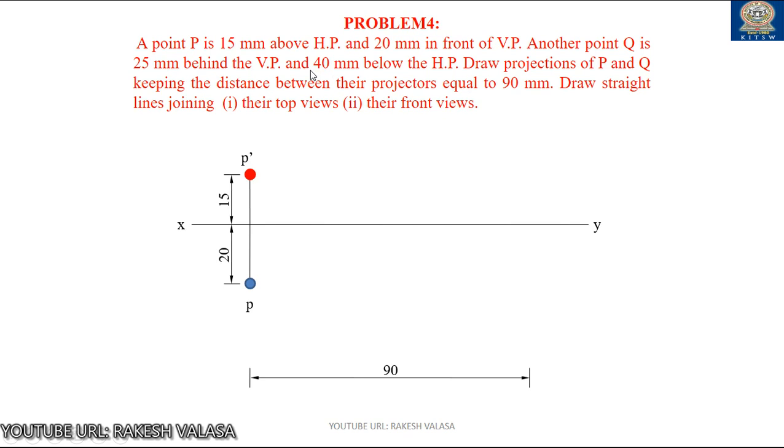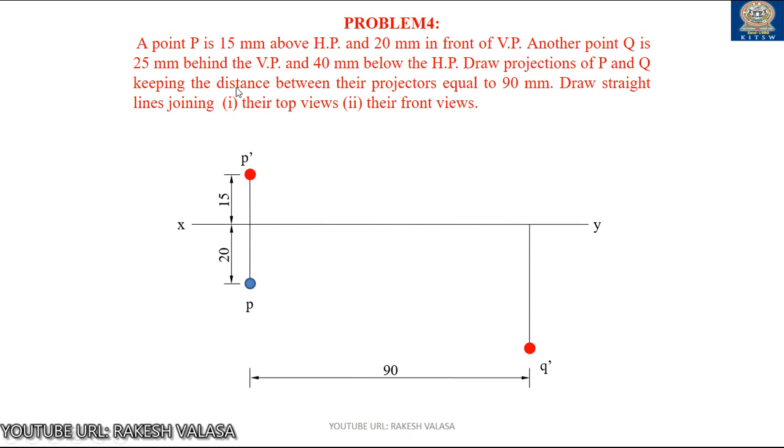We know one thumb rule. In the previous one, the point was 15 mm above HP, so we simply located the point 15 mm above the HP, that was P dash. Similarly, you can locate the point Q, that is 40 mm below the HP. So you draw the projector line 40 mm below the XY. The point name is Q dash.